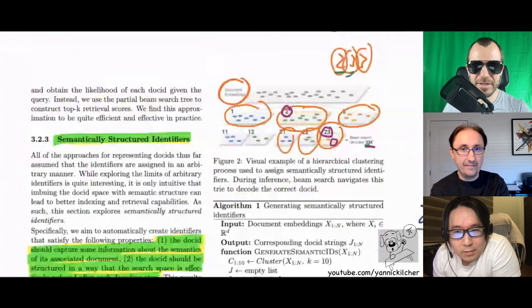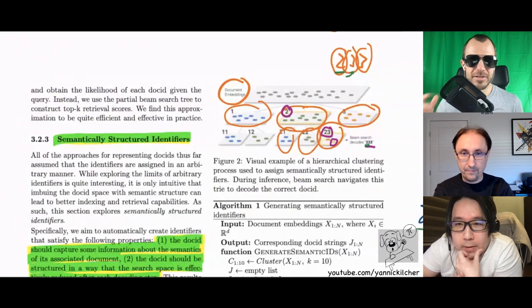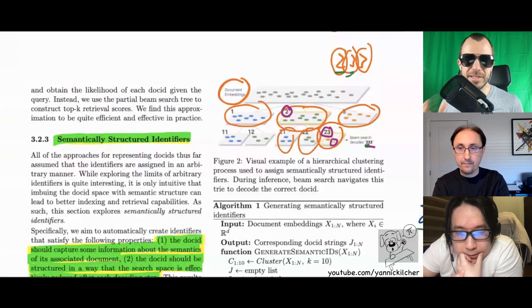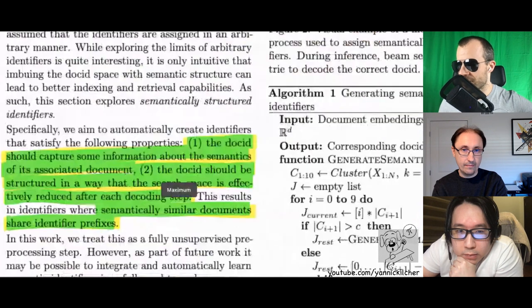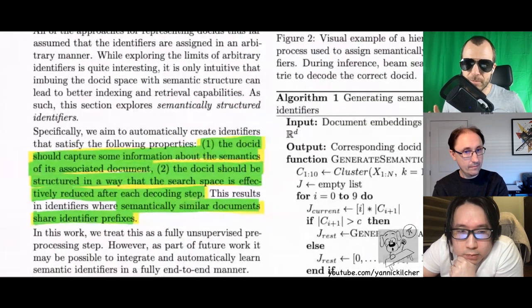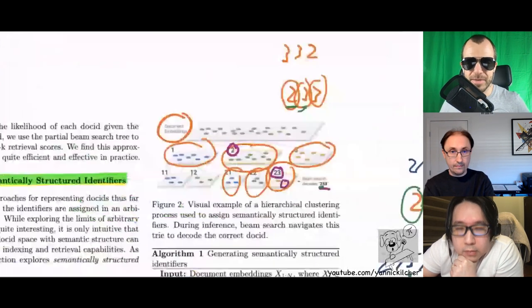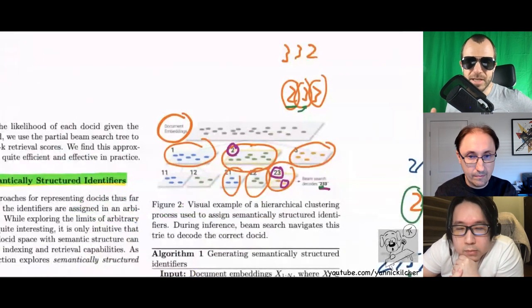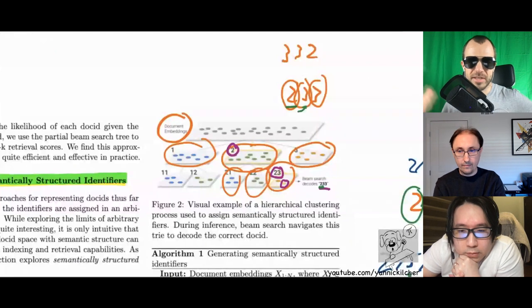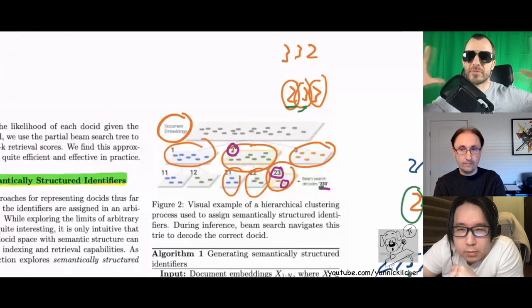Here you have a pretty interesting thing in your hierarchical document IDs, and I understand this is not the be-all end-all. This is an attempt at forging meaningful document IDs. And you make very interesting requirements here. You have two requirements: that they retain some semantics, which the clustering gives you, and also that you reduce the search space with each decoding step, which is a property of autoregressive decoding, right? The first decoding step only needs to care about the big picture, the next one the smaller and smaller.